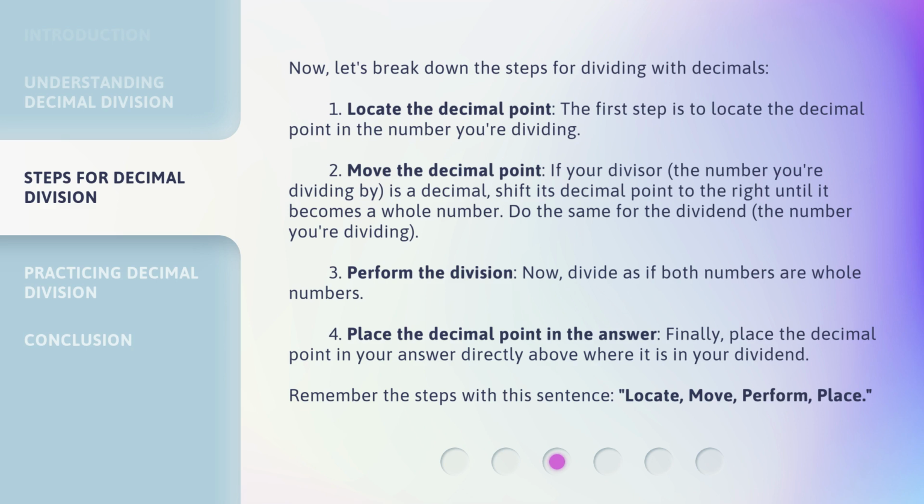3. Perform the division. Now, divide as if both numbers are whole numbers. 4. Place the decimal point in the answer. Finally, place the decimal point in your answer directly above where it is in your dividend. Remember the steps with this sentence: locate, move, perform, place.